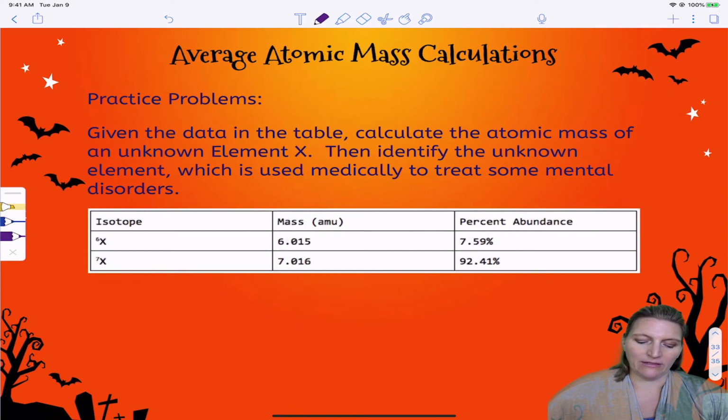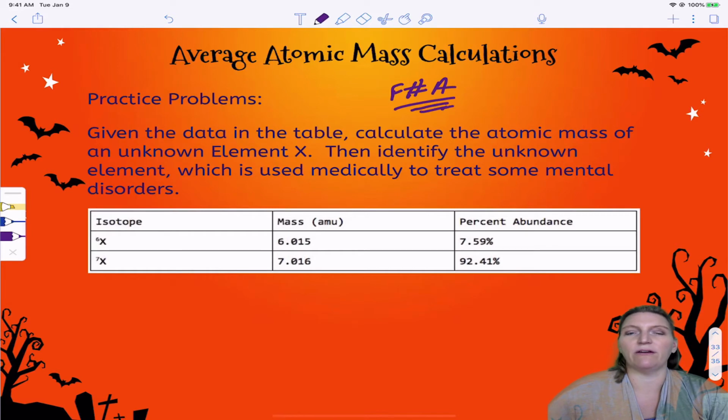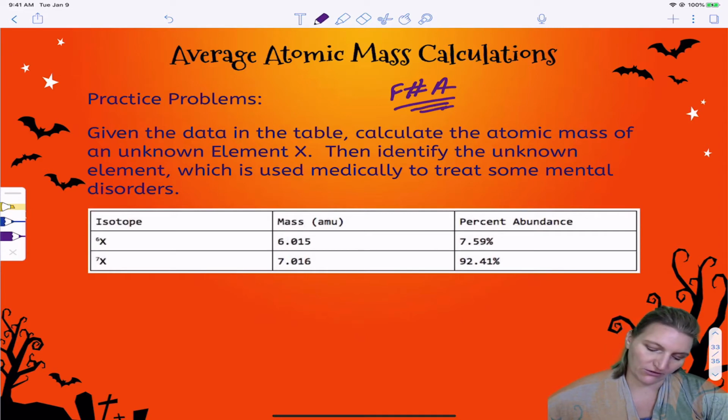So let's do 2 practice problems here. Whenever we do a practice problem, remember a couple things. Number 1, formula, plug in the numbers, and then check your answer. And when we check our answer, we're going to check for significant figures and units. And if you feel like you have this and you want to give this practice problem a try, pause the video, then do the problem, then check your answers.